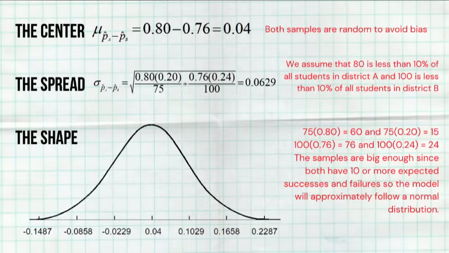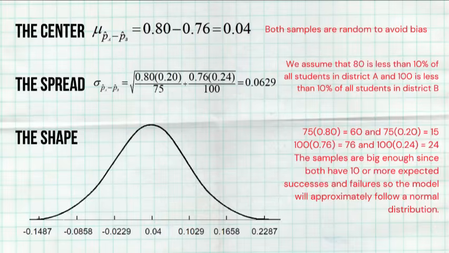So here we see that giant square root, and we have 0.8 and 0.2. That is the success rate and the failure rate from District A divided by 75, the sample size taken from District A, plus 0.76 and 0.24, the success and the failure rate for District B, divided by 100, which is the sample size taken from District B. And you can put it all in the calculator at once, just make sure it's all on the inside of a giant square root, and we get the standard deviation of 0.0629.